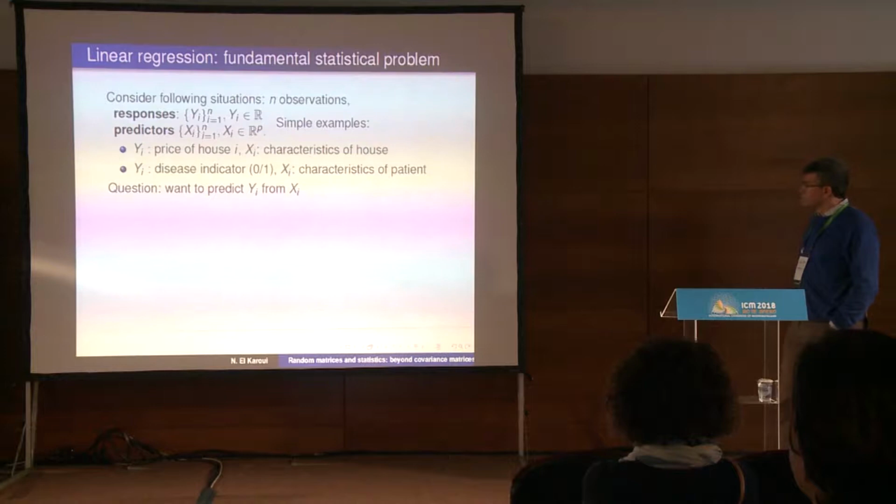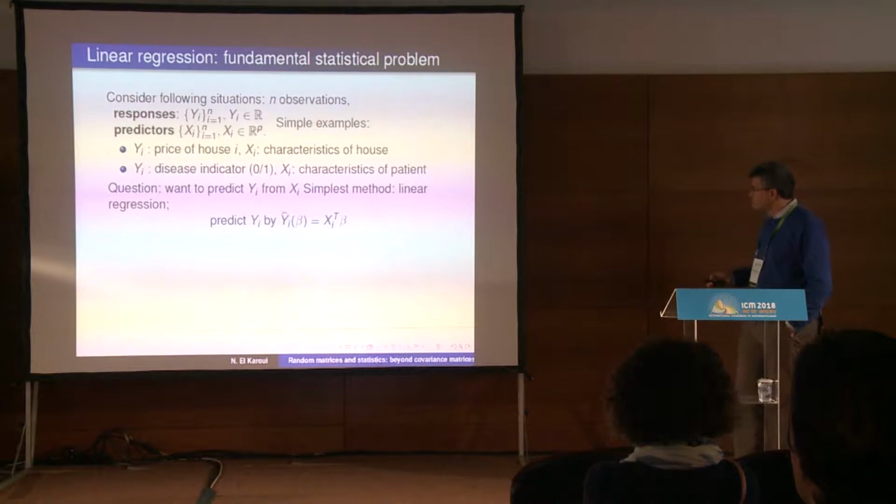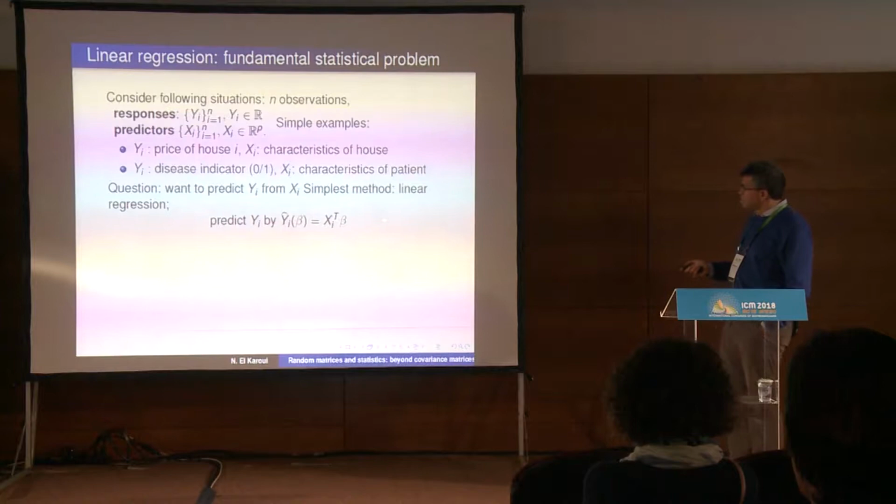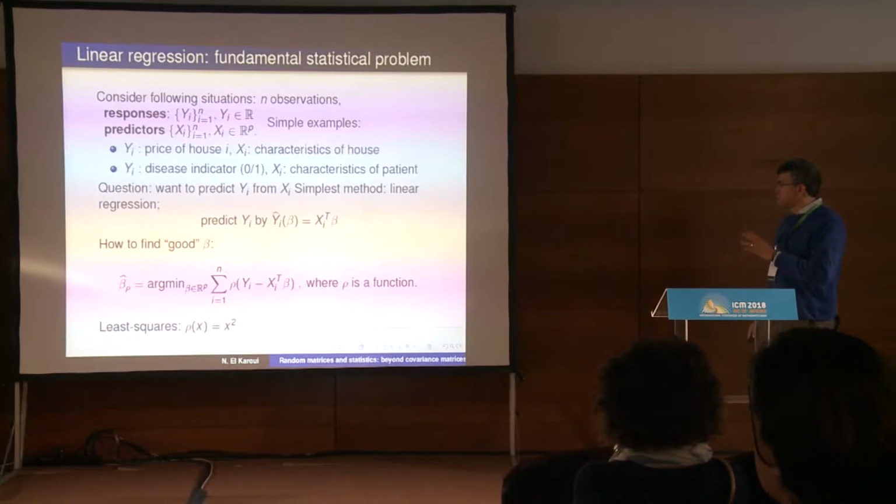And the simplest method, which, for purposes of simplicity, is what's going to be the focus of the talk, is linear regression. So we're going to predict y_i with y hat_i, which depends on beta, a linear combination of the predictors. Of course, there are tons of variants, but let's focus on that.